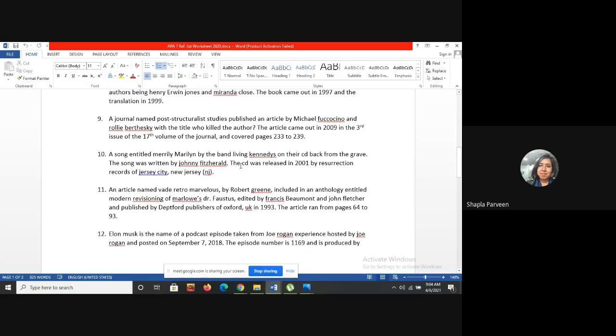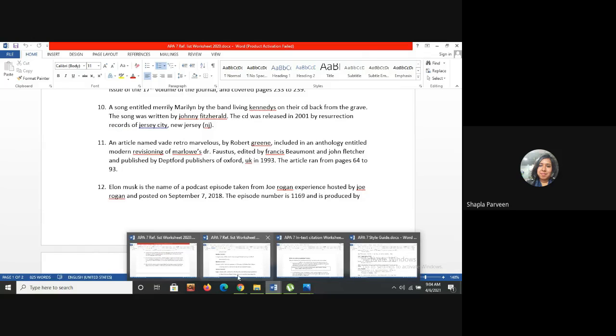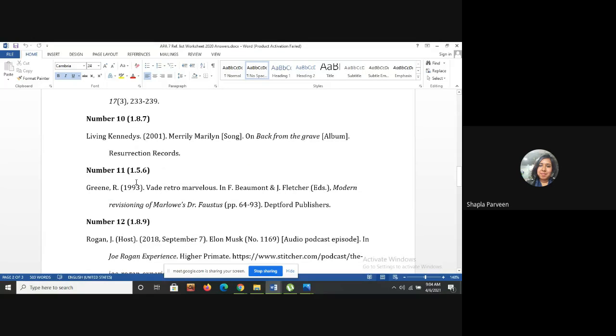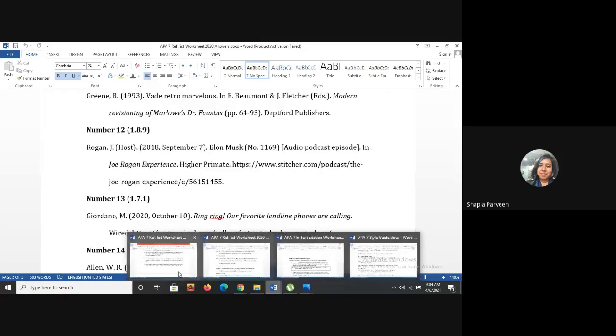Okay, entry number 11. An article named Vado Retro Marvelous by Robert Greene, included in an anthology. Okay, so this is another example of an anthology. Just check rule number 1.5.6 again, all right? So we'll go into that. Let's just go very quickly.